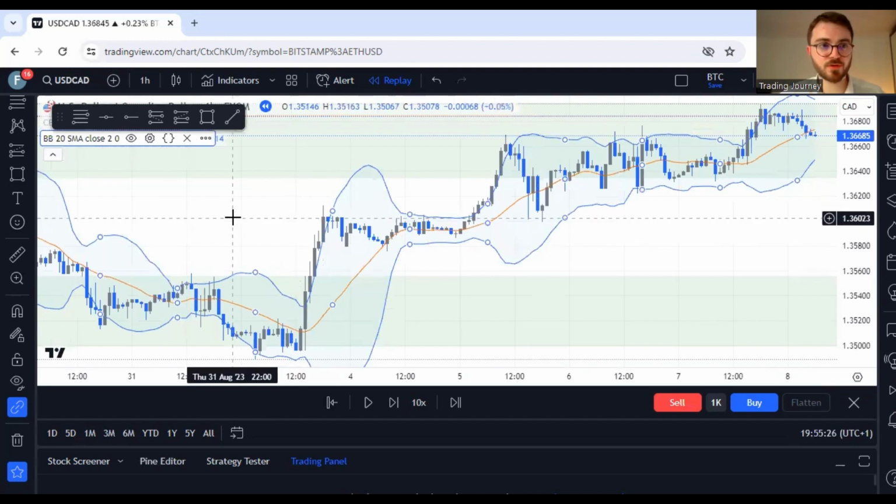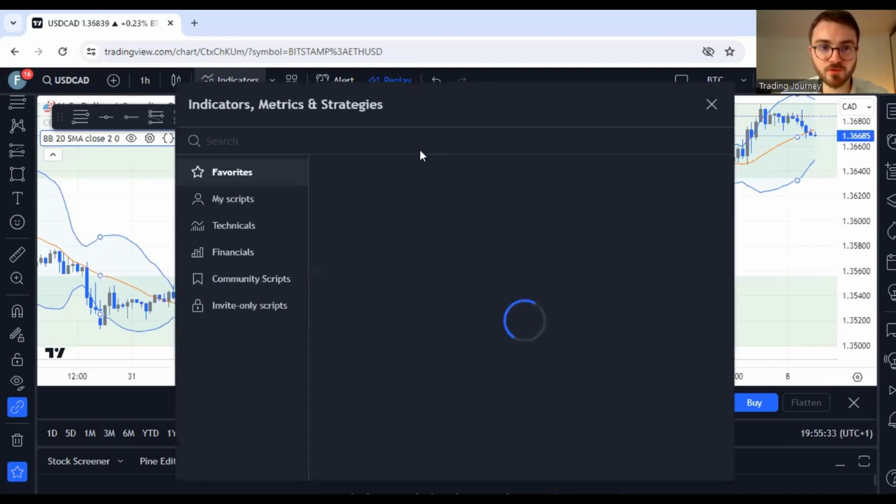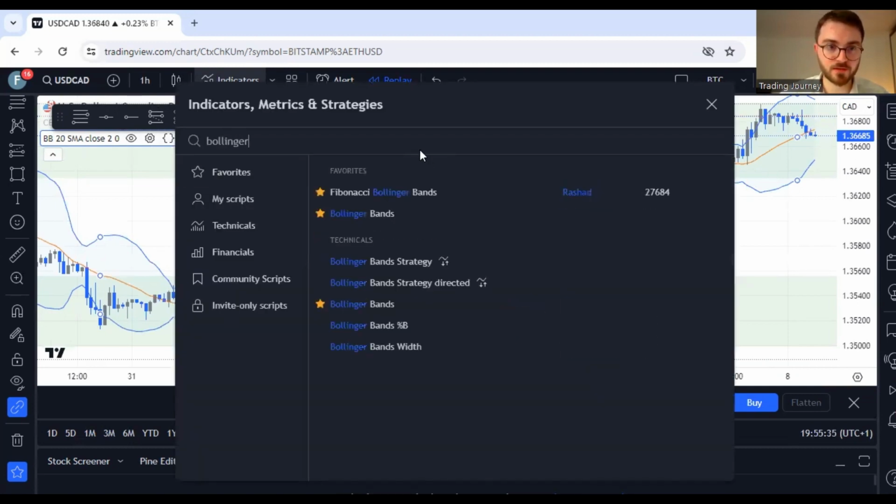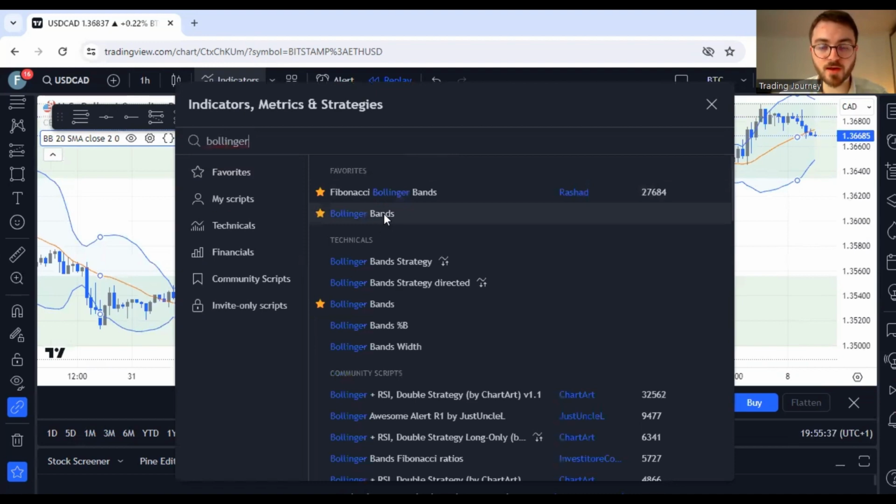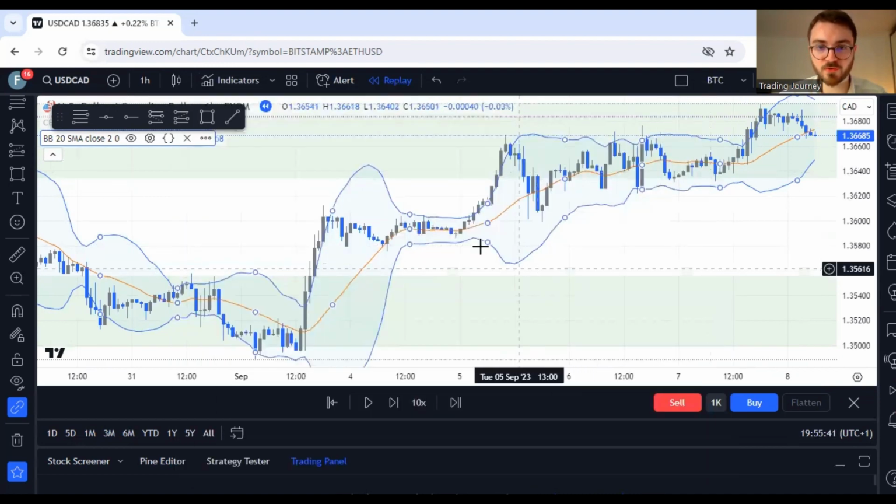And I've put on the Bollinger Bands, so it's an indicator always available on TradingView. You can just type Bollinger Bands, and there it is. And I will also show there's another version of this, Fibonacci. Maybe I'll do a separate video on that.